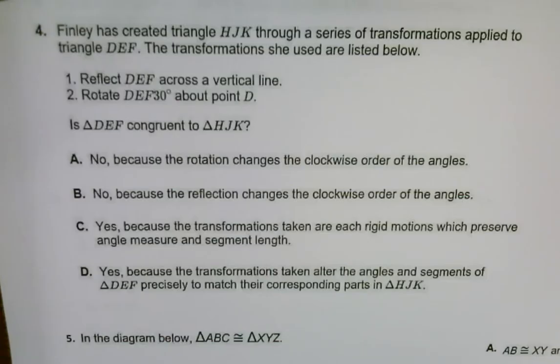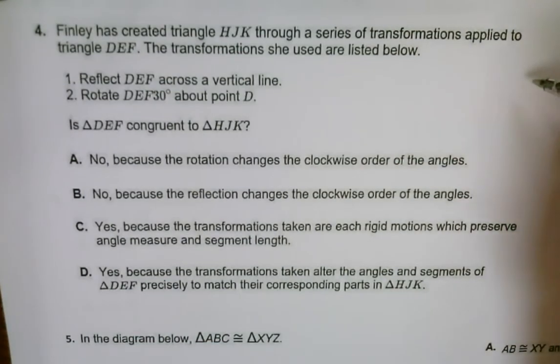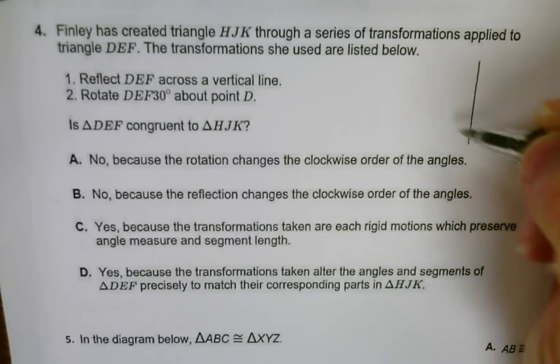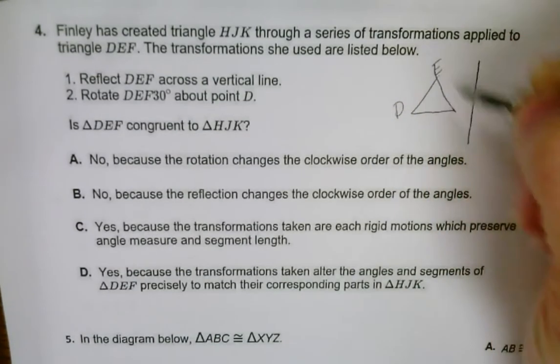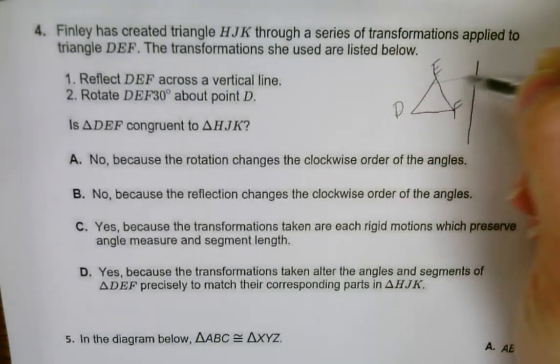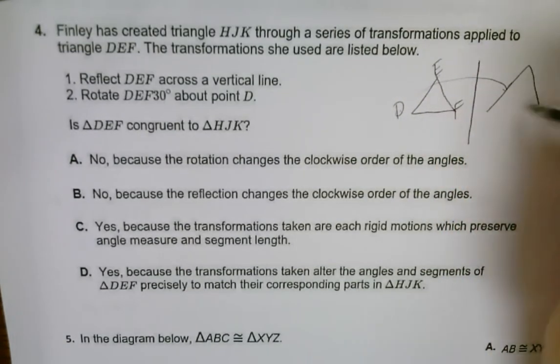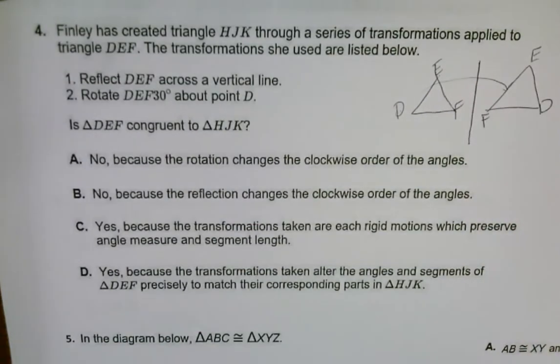Here's question number 4. Finley has created a triangle HJK through a series of transformations applied to DEF. The transformations she used are listed below. So there was a vertical line and DEF was rotated on that line. Or I'm sorry, reflected. So it would be something like that.